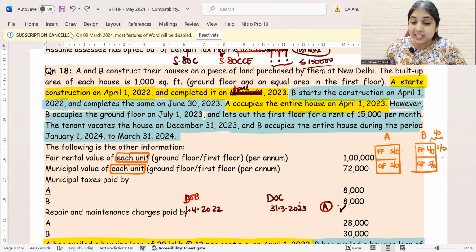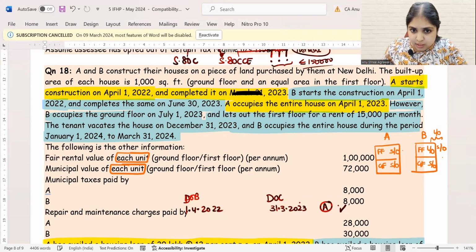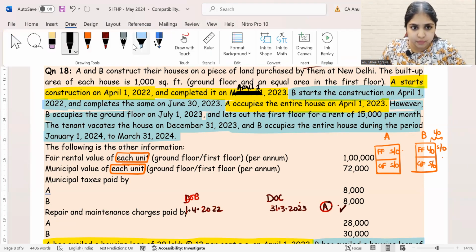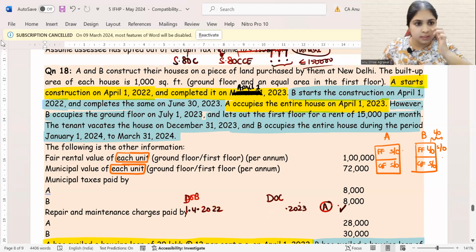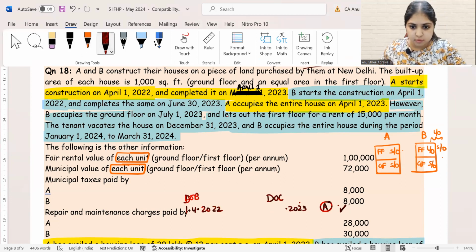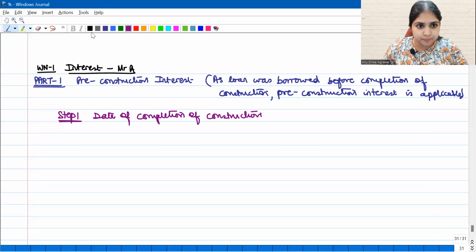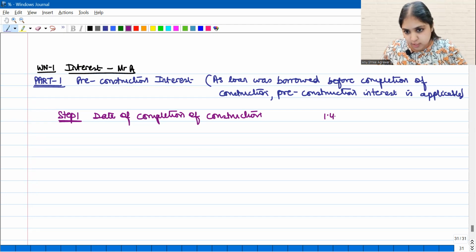The date of completion of construction, it's written as March 31st, 2023, right? Correct it. It's not March 31st, 2023. It is April 1, 2023. Okay. So accordingly, I'll do the correction here also. Date of construction completion is 1st of April 2023. Okay, coming back to the solution. So, date of completion of construction is 1st of April 2023.